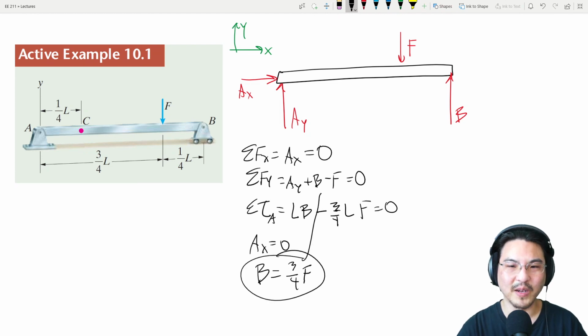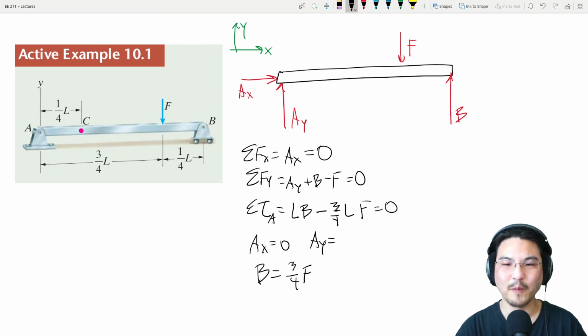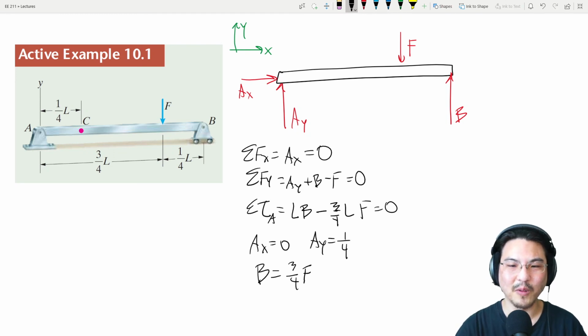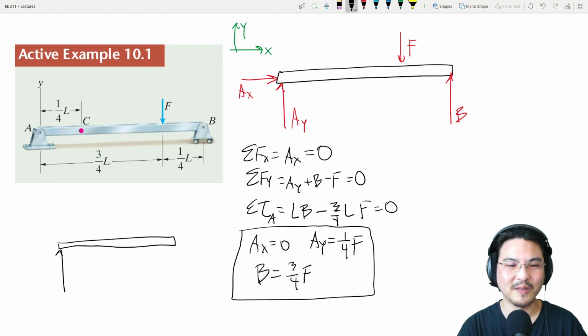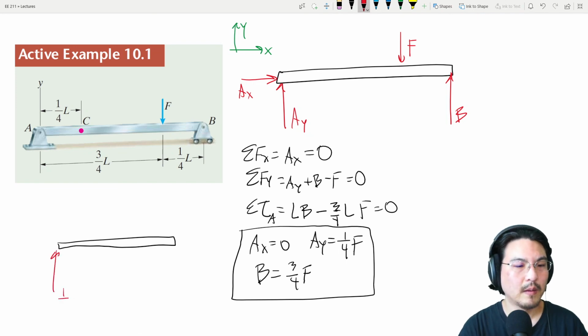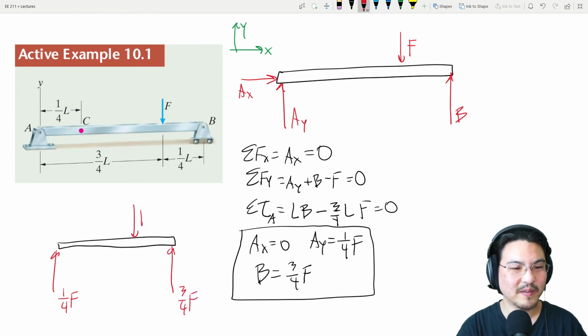And then that goes right here, and then AY is F minus 3/4 F, so 1/4 F. Okay, so we got the reactions at the supports. I'll just draw it again. Okay, so AX is 0, AY is 1/4 F.